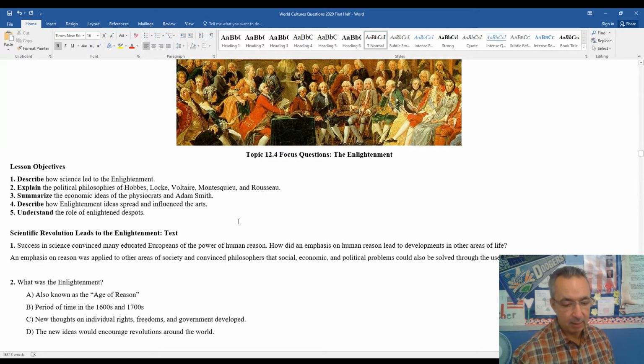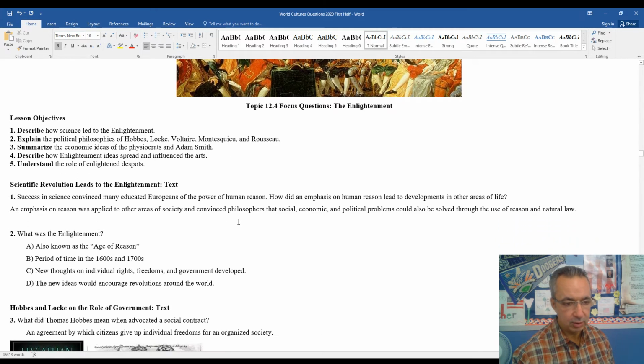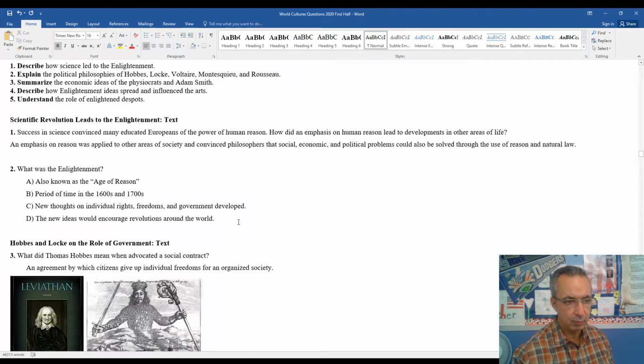These new ideas would help to spark revolutions as we move forward in history, and we will look at some of these revolutions as we move forward throughout the school year.